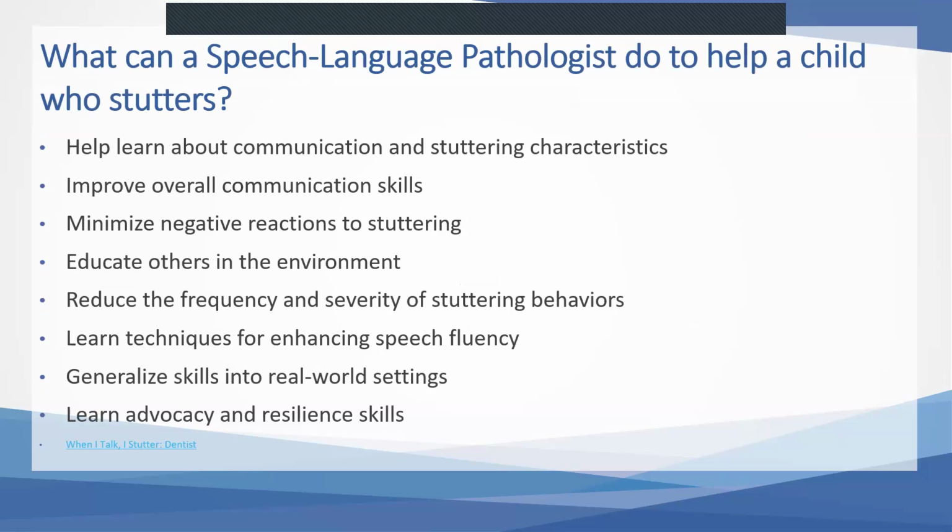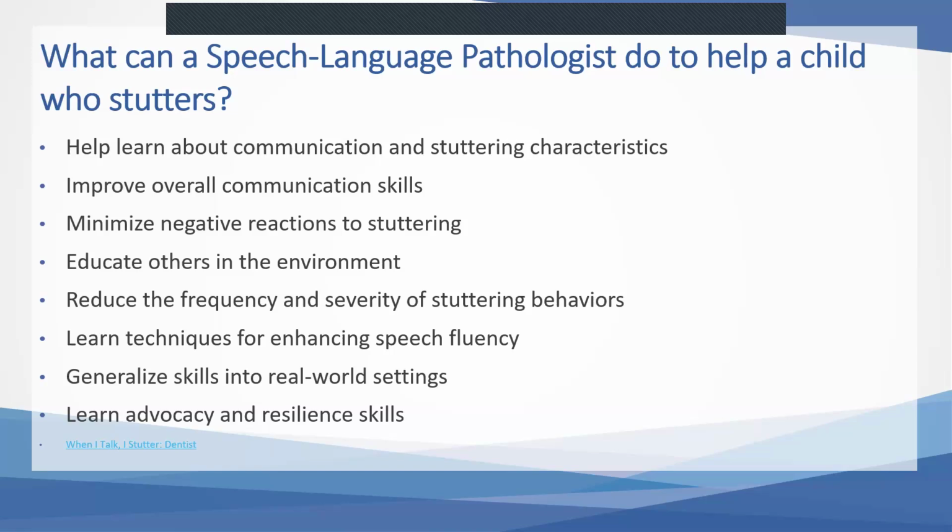So what can a speech language pathologist do to help a child who stutters? Well, we start by helping them learn about communication in general and about stuttering characteristics to get everything out on the table. We help them improve their overall communication skills, and in doing this, we help minimize negative reactions to their stuttering. We help them educate others in their environment, reduce the frequency and severity of stuttering behaviors, learn techniques for enhancing speech fluency, generalizing those skills in real-world settings, and learning about advocacy and resilience.